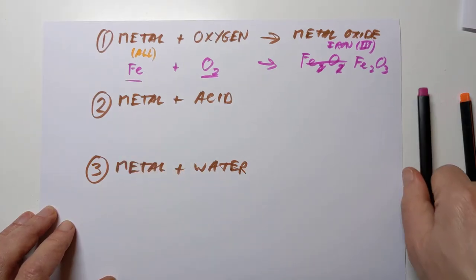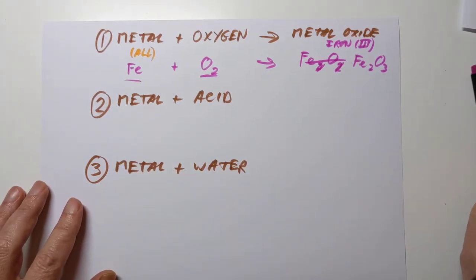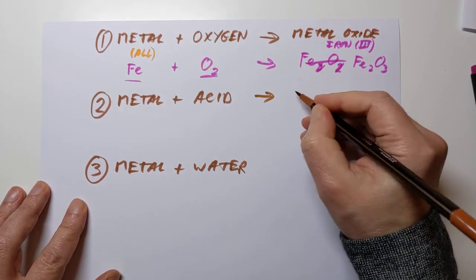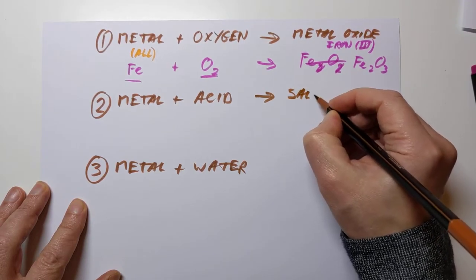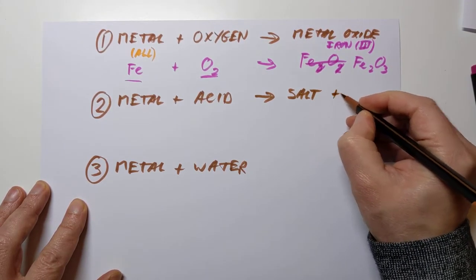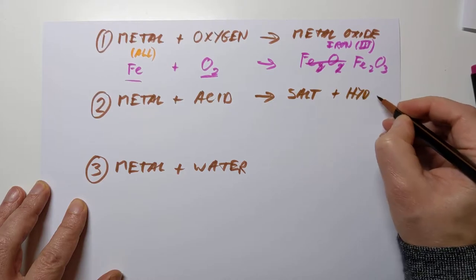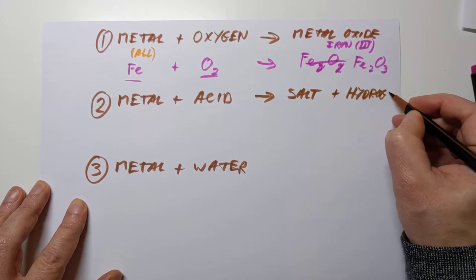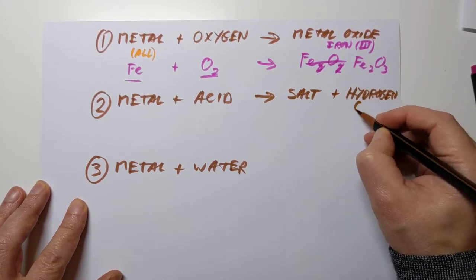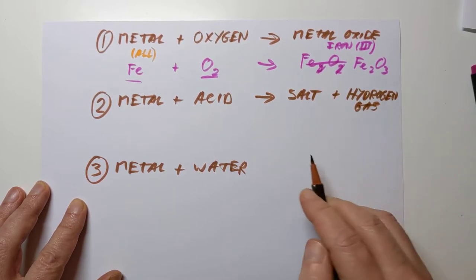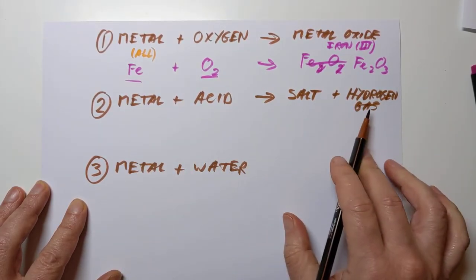Let's do the second one. Metal plus acid. This makes two things. This makes a salt and hydrogen gas. I have promised to stop saying a and so much. I do apologise if I do that. So metal plus acid makes salt and hydrogen gas.